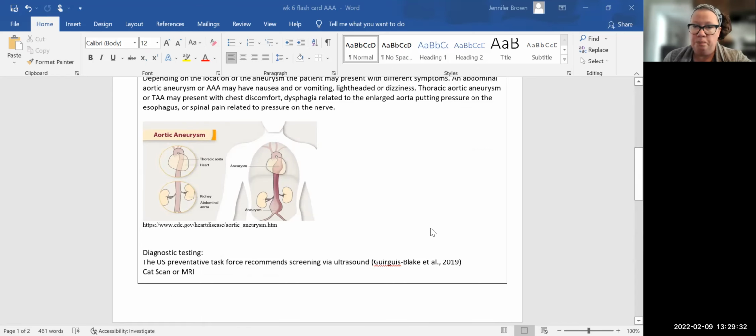There's a picture showing the enlarging of the aorta there. It's found with diagnostic testing. The US Preventive Services Task Force recommends screening with an ultrasound, CAT scan, or MRI.